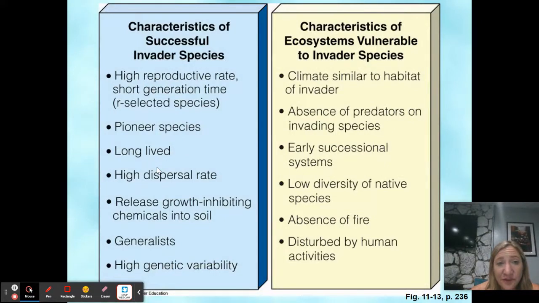Just to go back to invasive species, these are some, I'm not going to go over these. I'm going to just say if you want to read these over and pause it, I recommend doing so. But read these over for what would make a successful invader, who would do well if they're going to be an invasive species, who's likely to survive as that invader, and why they would do better than the native species. And then on the other side of that, characteristics of ecosystems vulnerable to invader species. So these guys are going to be good at thriving, and then what might help them to thrive, meaning that other species are not going to survive.